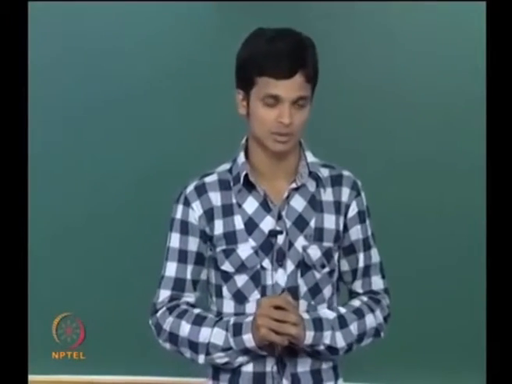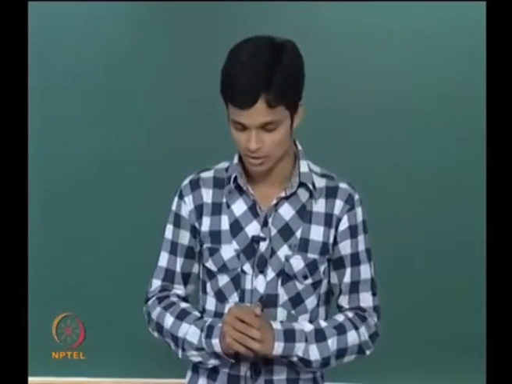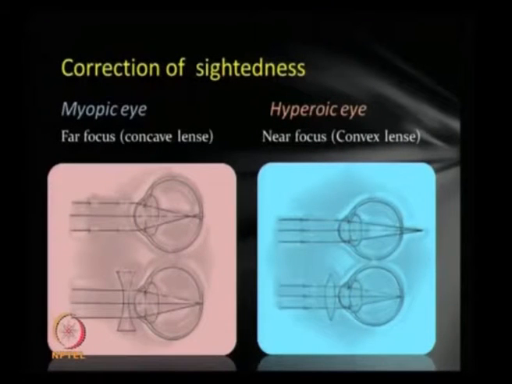Most commonly, there are two defects in which the focusing can happen. One, the focusing may be in front of the retina, which is called myopia, or short-sightedness. The second is that the focusing may be behind the retina, which is called long-sightedness. We can correct these by using suitable lenses.